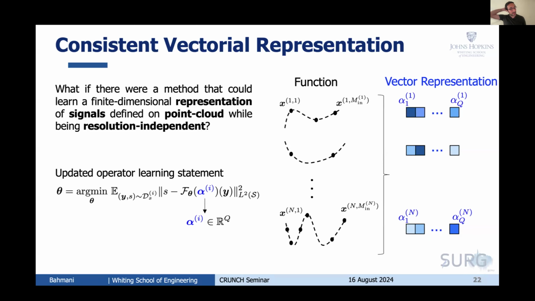Okay, the way we think to tackle this issue is to ask whether we can find a consistent vector representation. Basically, for each realization of your function as a point cloud, which are not necessarily aligned from one realization to the other, is it possible to find a vector representation for each of them that has the same number of dimensions, and each dimension is consistent from one realization to the other? If this is possible, then we can pose the same operator learning statement, but now working with this vector representation, which hopefully is compact and with fewer dimensions than the initial discretized version. But this representation should be resolution independent.